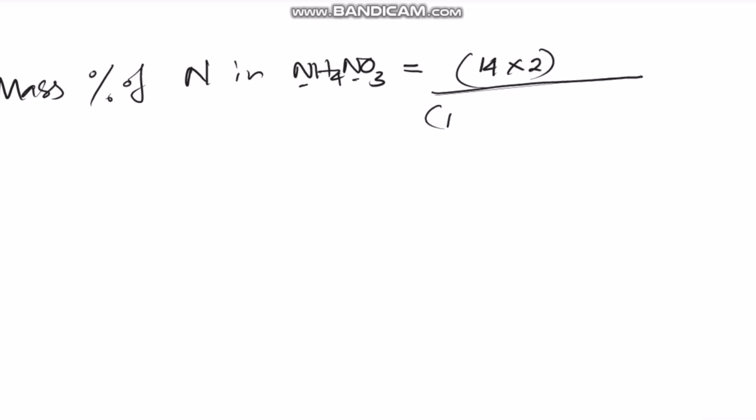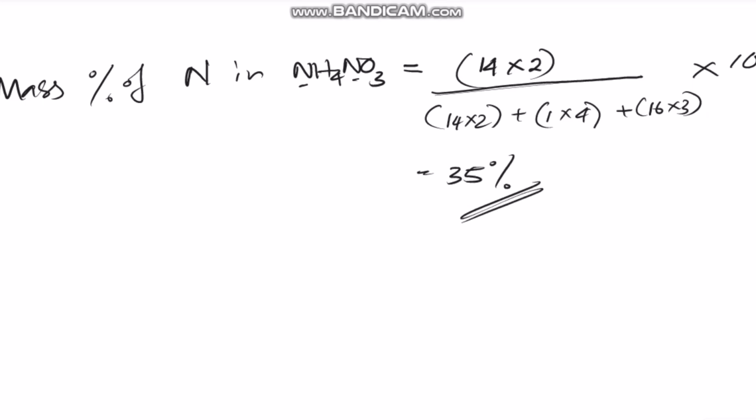So nitrogen is 14 into 2, plus hydrogen, 1 into 4, plus 3 oxygen, 16 into 3, into 100% total. So 28 plus 4 plus 48, the total value is 80. So 28 divided by 80 into 100, you get 35%. Right? There are many questions like that for the past papers as well.